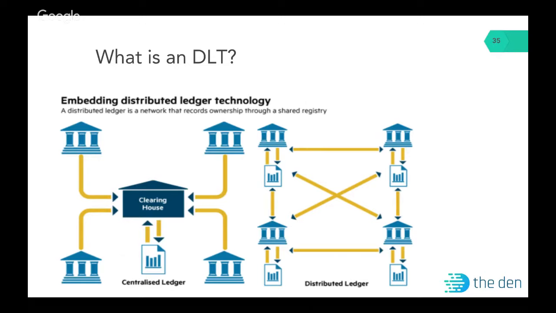So what is a DLT, right? And this is just an image I found. It's basically like a distributed ledger in a network that records ownership through a shared registry. That's very self-explanatory. Would anyone want to add to that, the basic definition of a DLT?